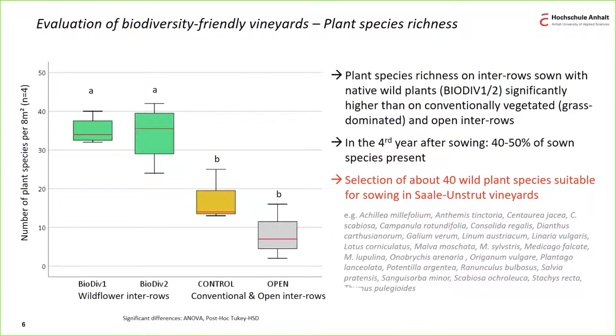Here are some results. Our analysis showed that plant species richness was significantly higher on biodiversity interrows than on conventionally vegetated and open interrows. In the 4th year after seeding, about 40 to 50% of the sown species were still present. Based on our results, we selected about 40 native wild plant species suitable for seeding in vineyards in the Saale-Unstrut wine region.